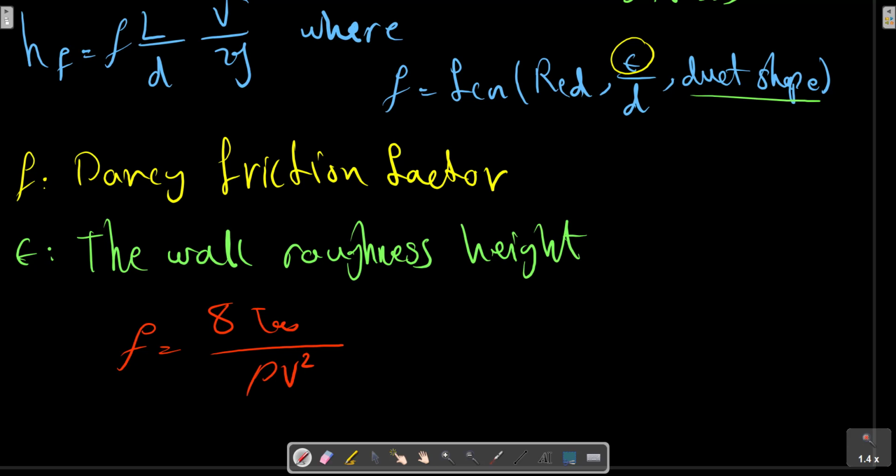Laminar fully developed pipe flow. We are going to discuss the head loss and friction factor in a laminar fully developed pipe flow.